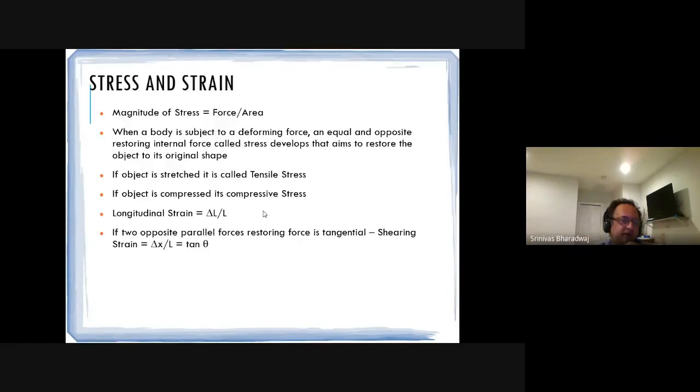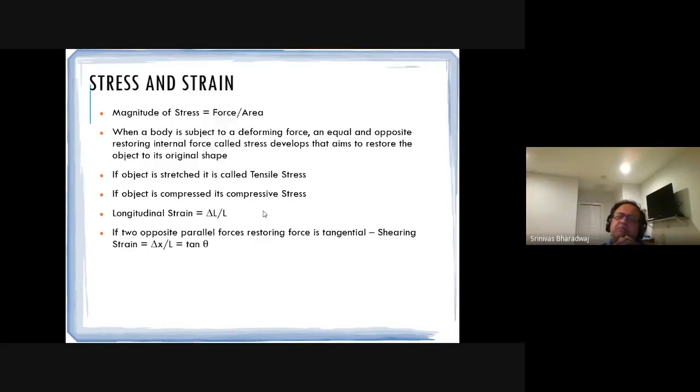Well, you might have heard of the Bronze Age, right before what is today called the Iron Age. In many Indian languages, we say Kali Yuga. Kali Yuga is the equivalent of Iron Age. And so if an object is stretched, it is called tensile stress. If it is compressed, it is called compressive stress.